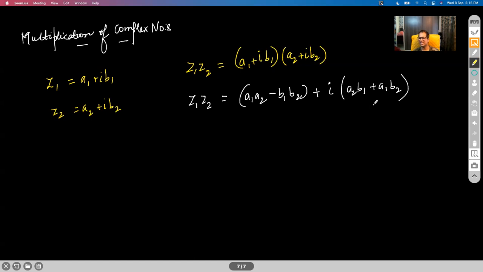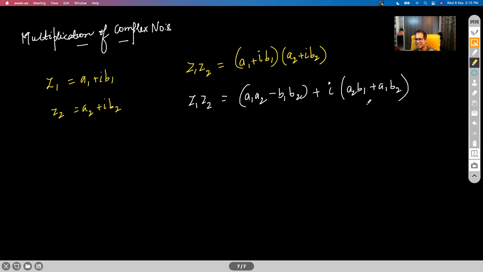Now, this is a very dry expression. It doesn't give us any insight. It just tells you the process of multiplying. But beyond that, does it help you to locate Z1 into Z2? Where is Z1 into Z2 located on the argand plane? Nothing is evident from here. It is dry.